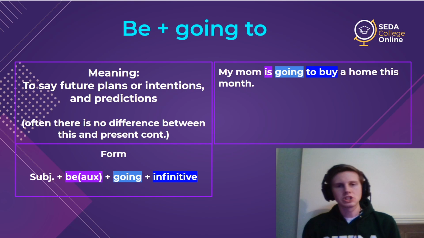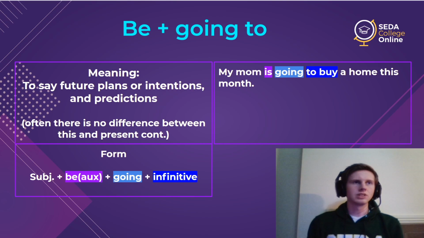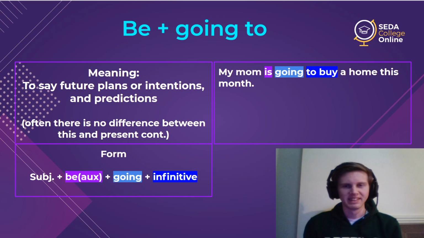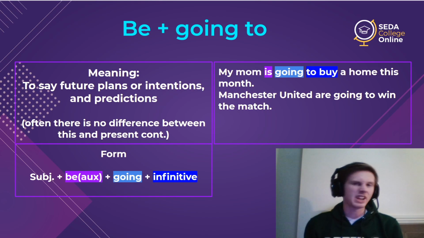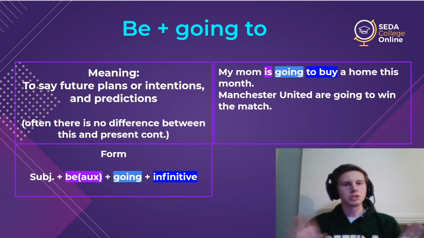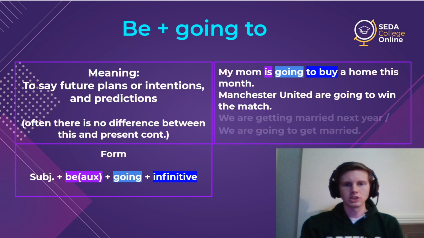It sounds a little strange to say my mother is buying a home this month because it sounds a little too friendly. So that's one way this is different. So let's look at another one. This is a prediction. Manchester United are going to win the match. So just my thought in the moment, my prediction, Manchester United are going to win the match. This is also a situation where you could use will. Manchester United will win the match. That's all right as well. But you might see both in this kind of situation.